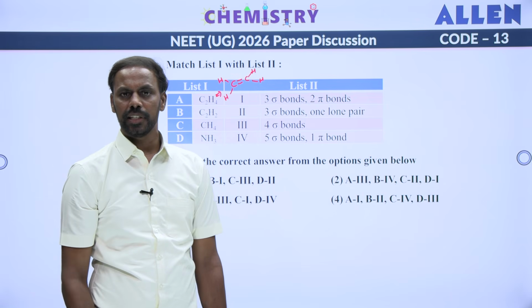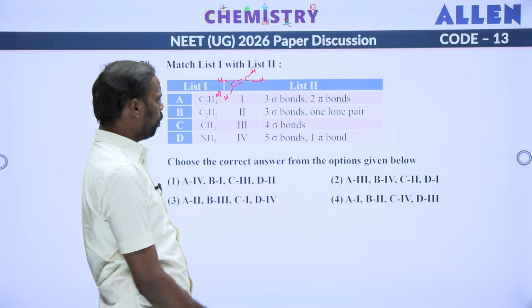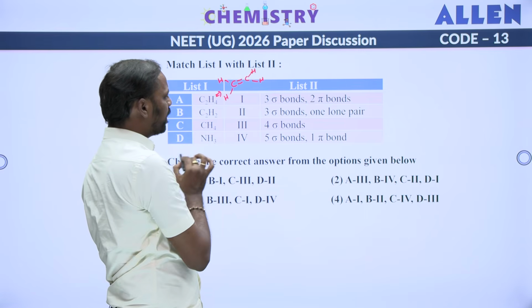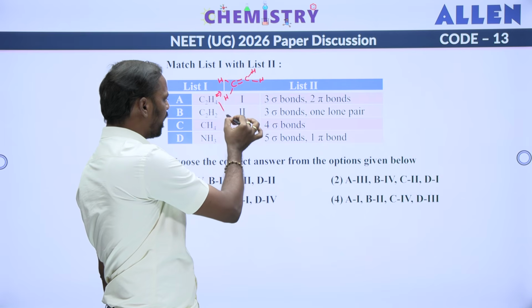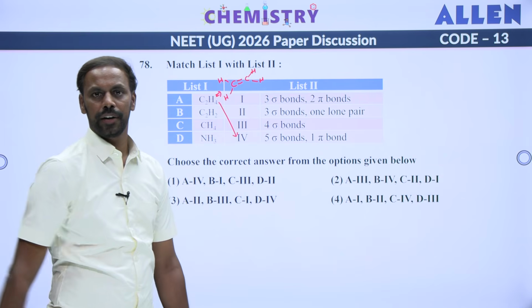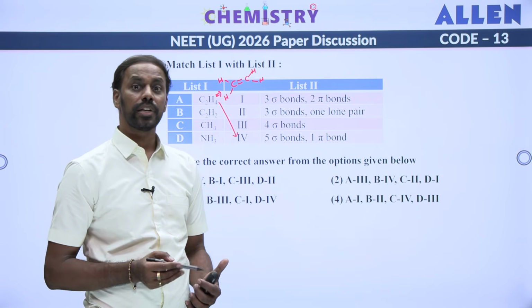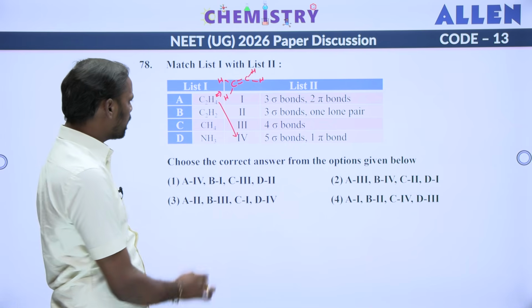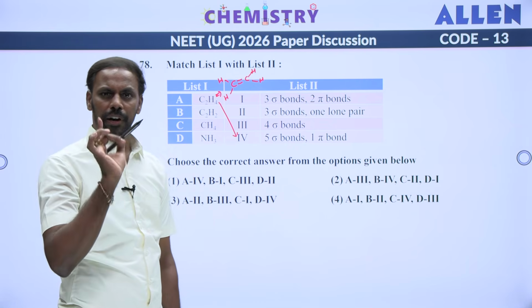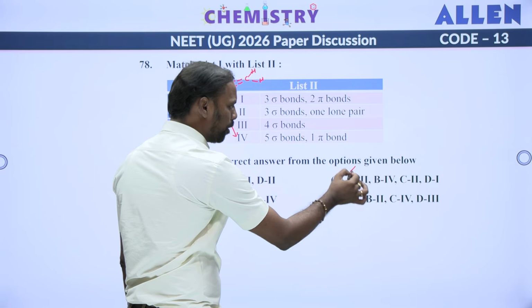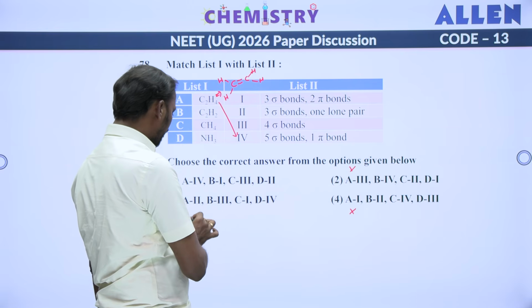5 sigma bonds and 1 pi bond are present. So if you match this ethylene molecule with which one, student? That is option 4. And see, no need to check all other options, because A with 4 is only one option there. You can cancel this option, cancel this option, cancel this option.